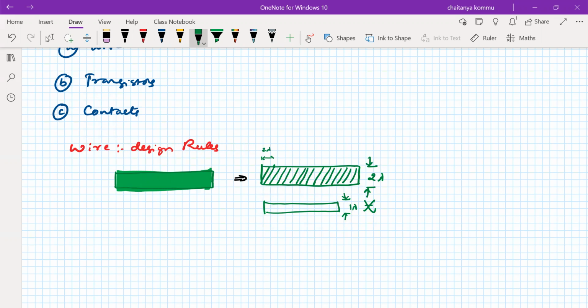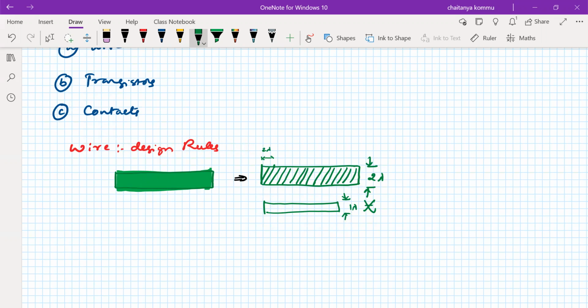But the minimum value should be 2 lambda maintained. Why? Because the designer is expecting to reduce the area as much as possible. In that sense, he wants to reduce more and more length, more and more width. But as a process engineer, you should not allow this kind of thing, because he's not able to fabricate it on the chip.